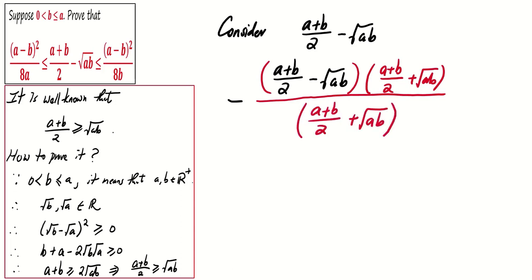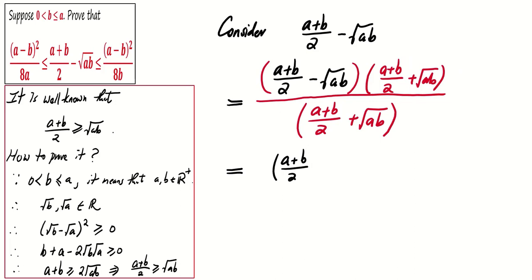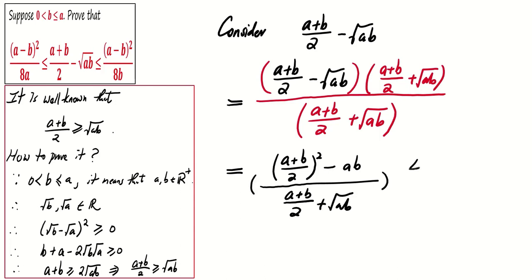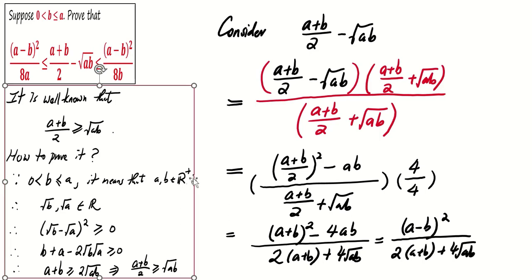For the numerator, it is of the form (x − y)(x + y), so it will be x² − y². For the numerator, it is ((a+b)/2)² − ab. For the denominator, it remains the same. And now we multiply both numerator and denominator by 4. This gives (a+b)² − 4ab over 2(a+b) + 4√(ab). For the numerator, it is equal to (a−b)². And for the denominator, it remains the same.